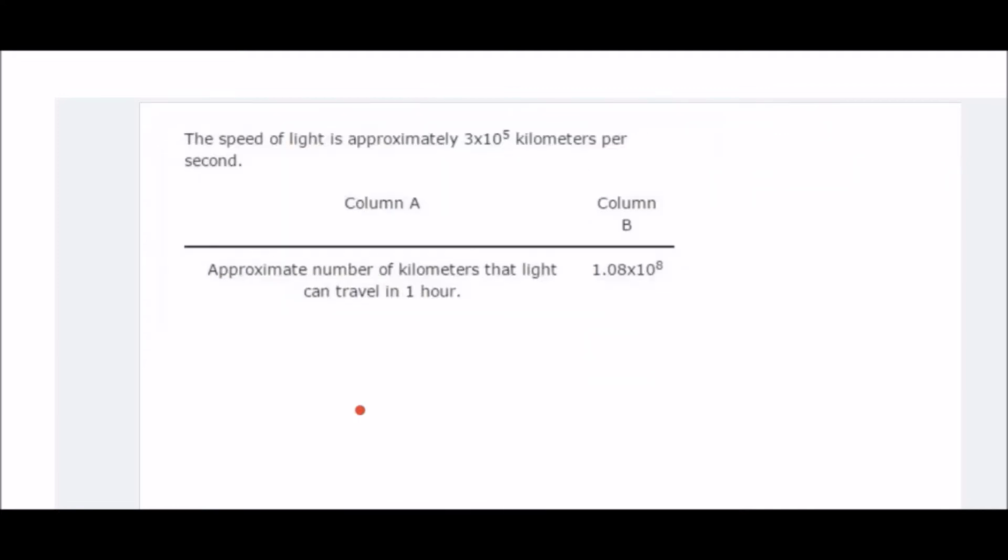Our next question: the speed of light is approximately 3 times 10 to the power 5 kilometers per second. For column A, we have to find the approximate number of kilometers that light can travel in 1 hour. So from the question, in 1 second, the speed is 3 times 10 to the power 5 kilometers. We have to find the number of kilometers that light can travel in 1 hour.